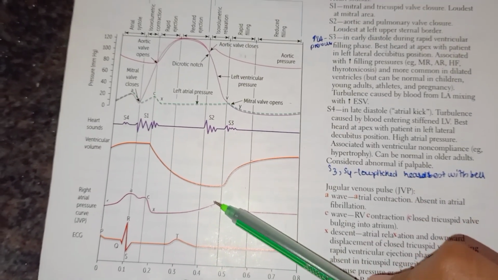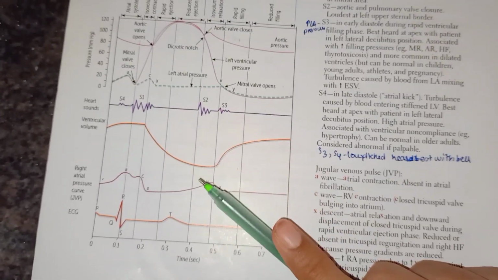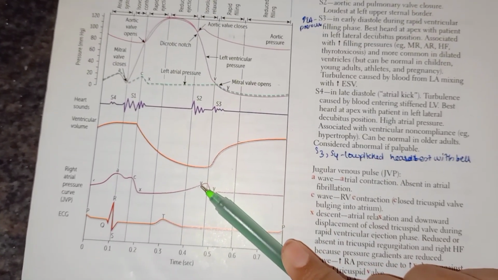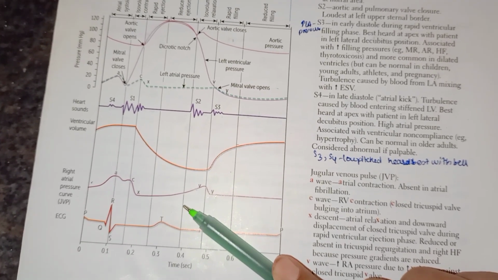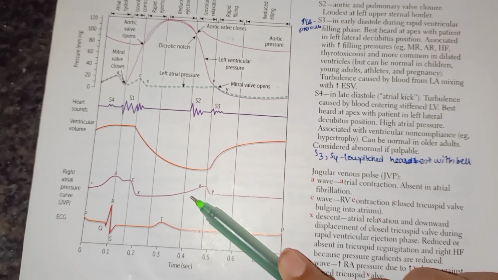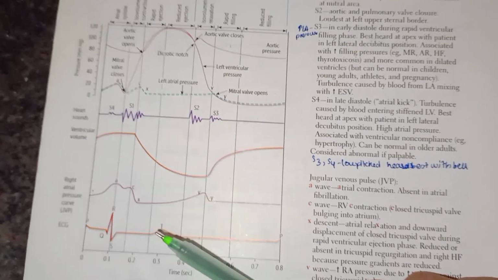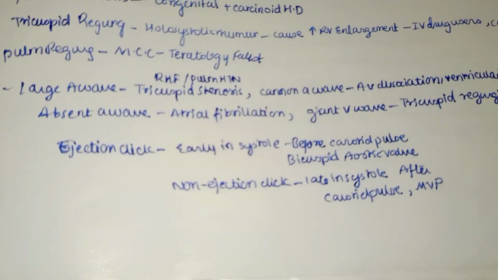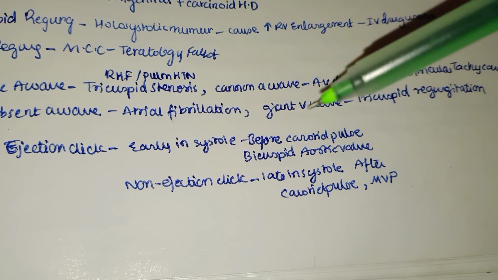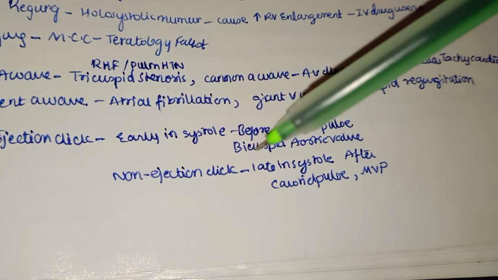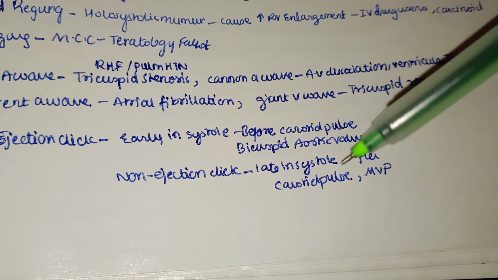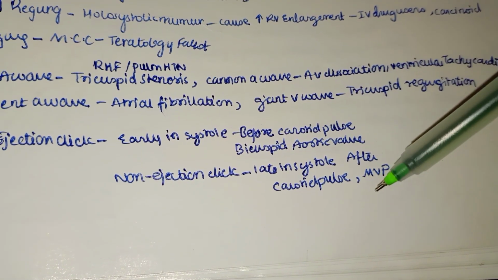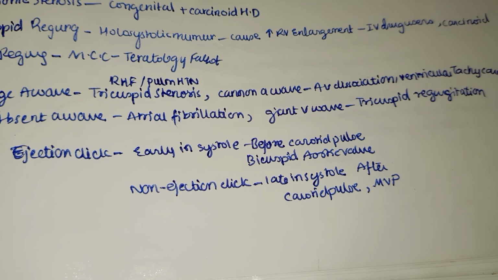Giant V wave represents what? More venous filling into the right atrium. So this is giant in the case of tricuspid regurgitation because more blood is flowing back into the right atrium, so there will be a giant V wave. So finally, ejection click is early in systole before the carotid pulse. It is seen in bicuspid aortic valve, and non-ejection click is late in systole and it is seen after the carotid pulse. So these are the important points.